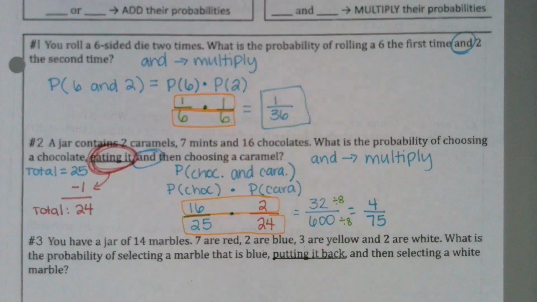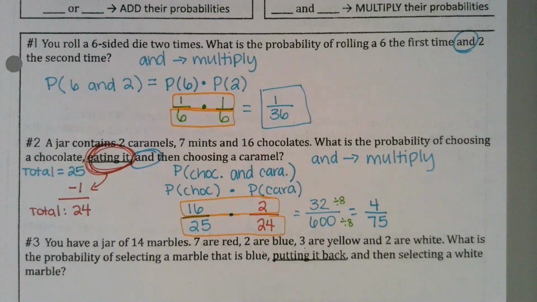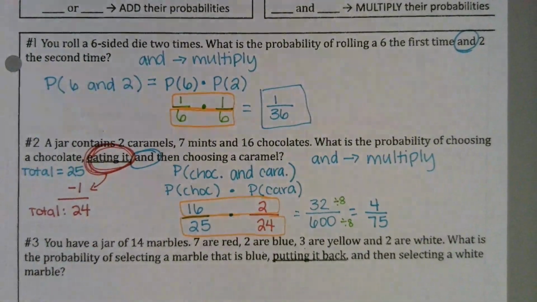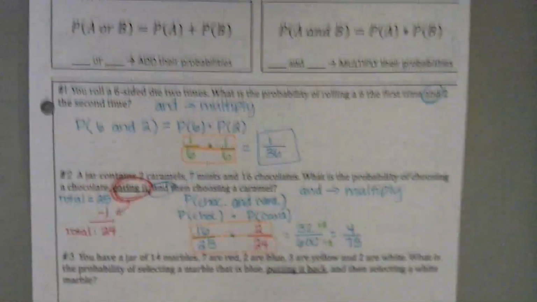So we have to read carefully because sometimes you eat the chocolate, sometimes you put the chocolate back. Are we good so far? Cool. Number 3. Ooh, hold on, I'm stuck.